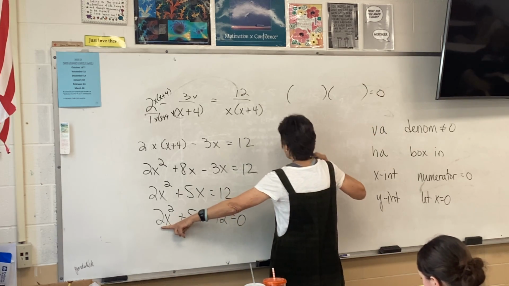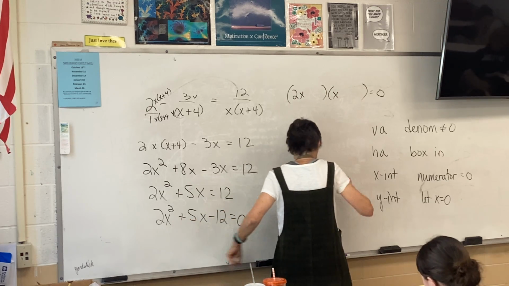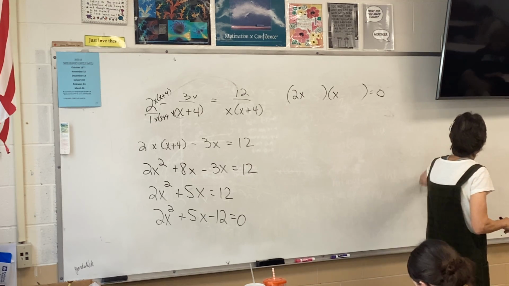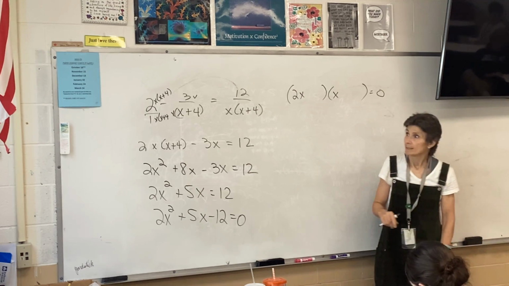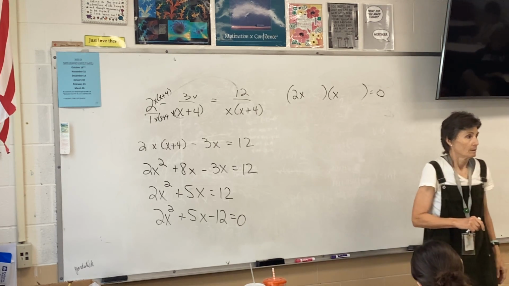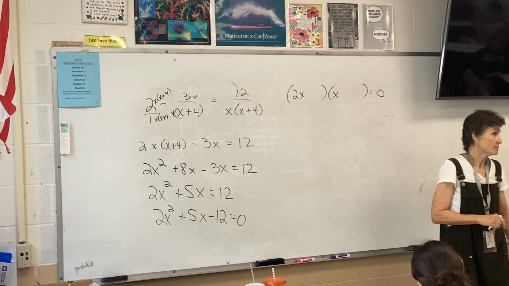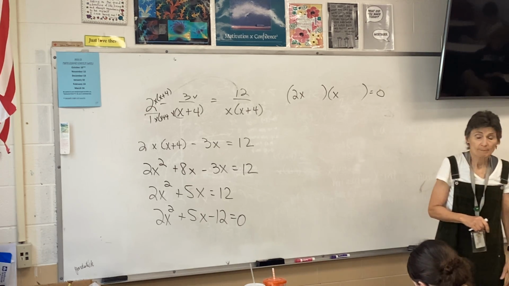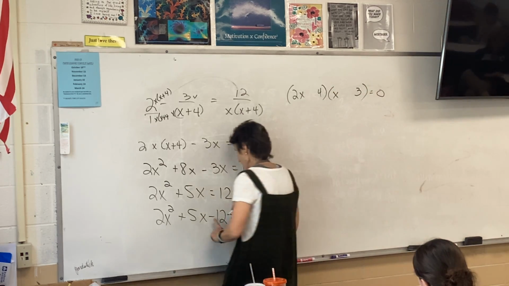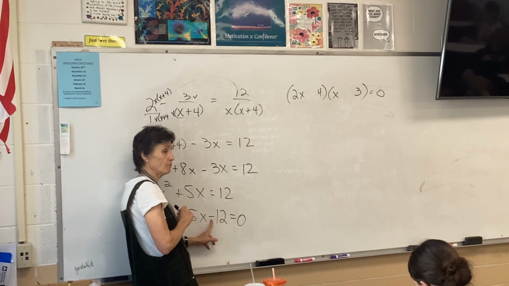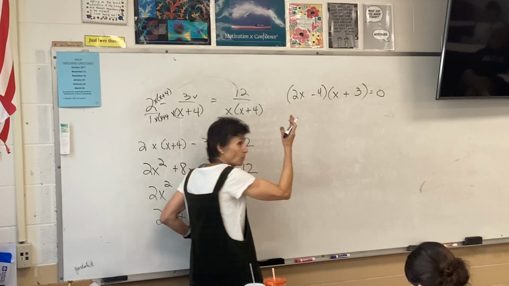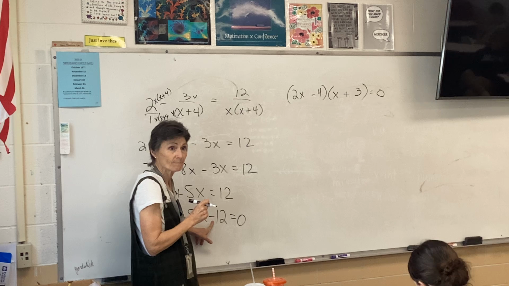So, since that's a 2x squared, this is going to be a 2x and an x. It has to be, right? So when you multiply, you get 2x squared. Now, I need factors of 12. Well, I have several choices: 12 and 1, 6 and 2, 4 and 3. All right, I'm going to go with 4 and 3. That's a minus 12, so that means these have to be one negative and one positive. I don't know which one, but it's got to have one of each, right?